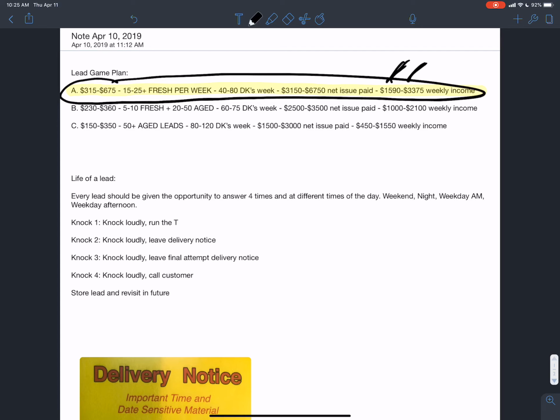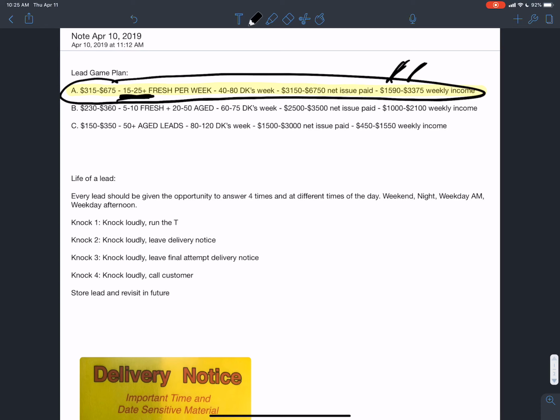After your lead expenses, and this is advanced money. This doesn't even include your back-end money that you'll get. This is upfront money every week. You're talking $1,600 to $3,300 of income every week in your pocket. That's after lead expenses, after advances, everything, every single week. If you're getting 15 to 25 fresh leads a week.